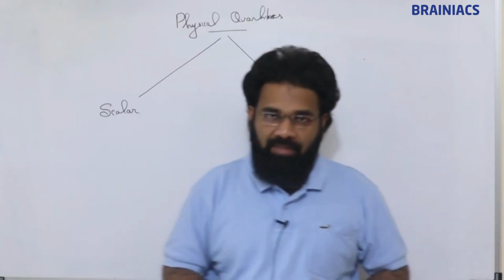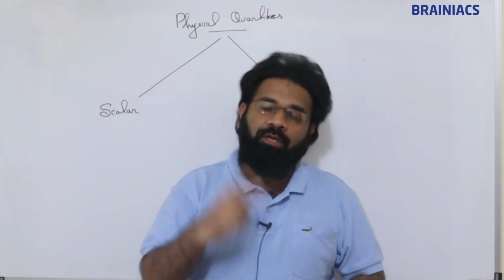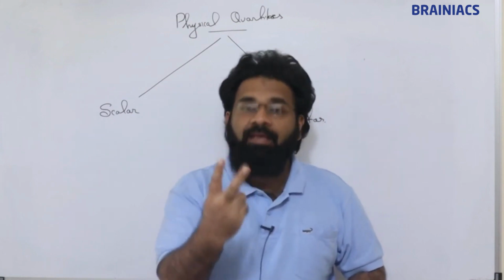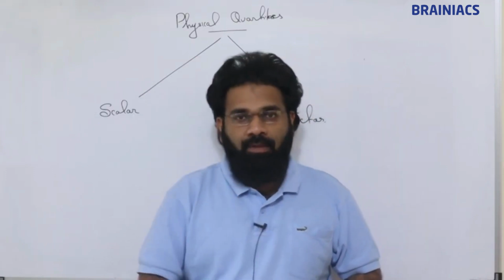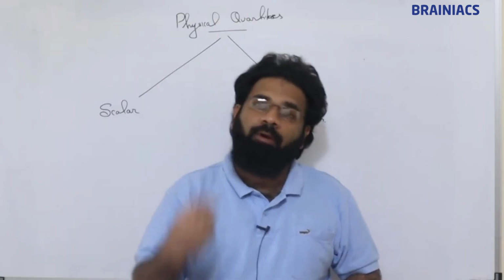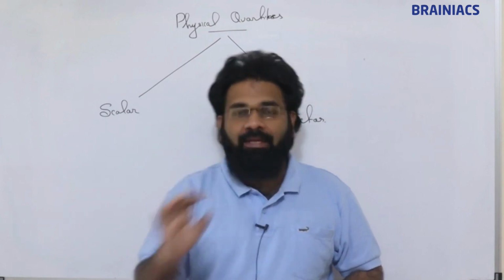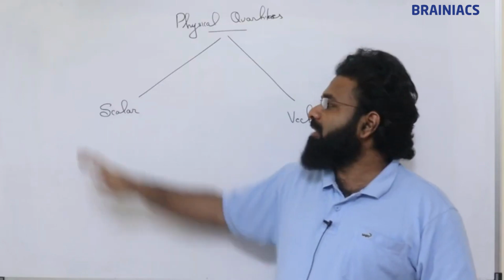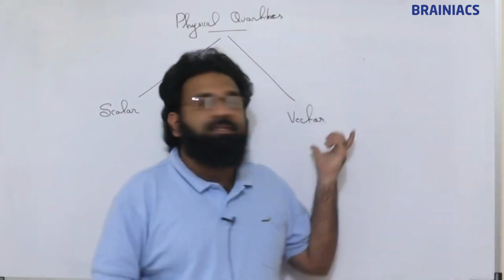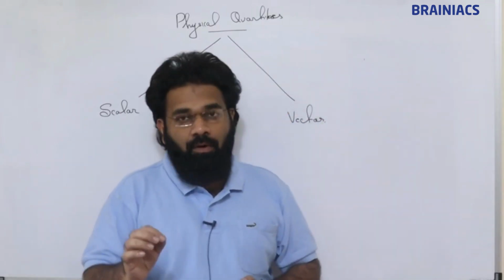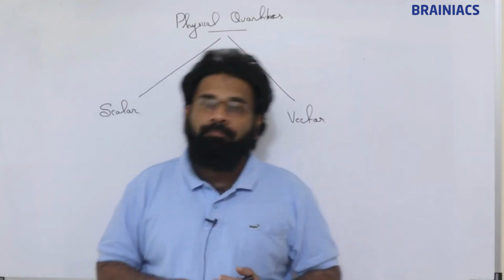Example, if you go to a shop and say 2 kg apple, that 2 is the magnitude. We said kg, that is nothing but the unit. The shopkeeper doesn't know whether you are asking for 2 tons of apple or 2 kg, so we use kg, that is the unit. Just 2, the number, is the magnitude. So scalars are physical quantities which have only magnitude. Vectors are physical quantities which have magnitude and direction also.